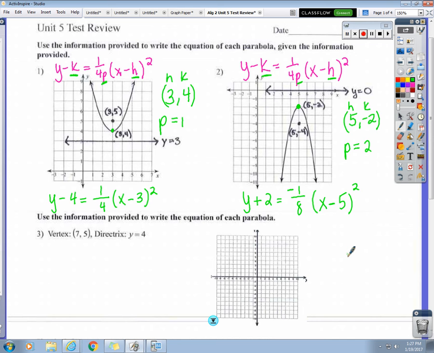That's all you do. If you know how to pick out which equation to use from your formula sheet, determined by the type of directrix, and pick out your vertex and your p-value and fill them in, that's all you have to do. Okay, let's look at number 3.